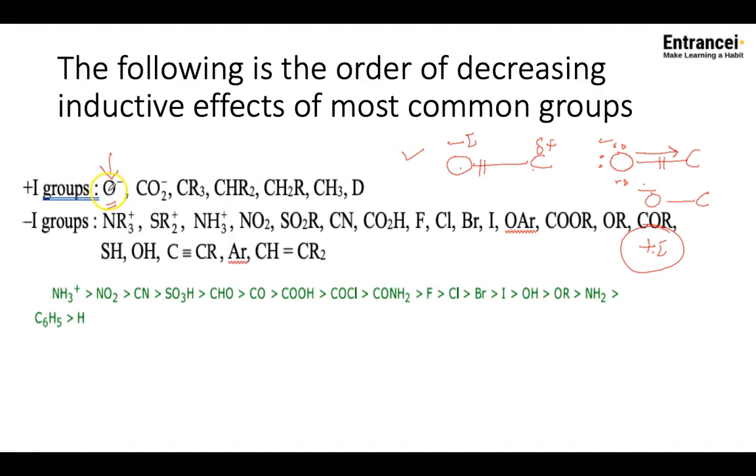So I have put this O minus as a plus I effect group. Now CO minus, you can see I have written CO as a minus I group, but CO minus is a plus I group. Why? The same reason which I have explained.